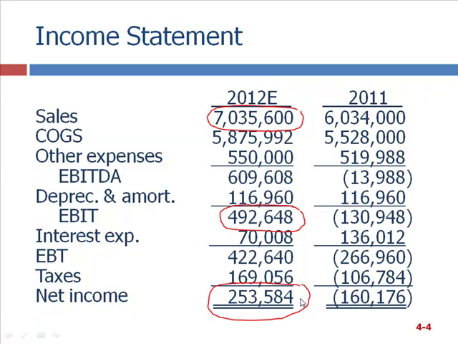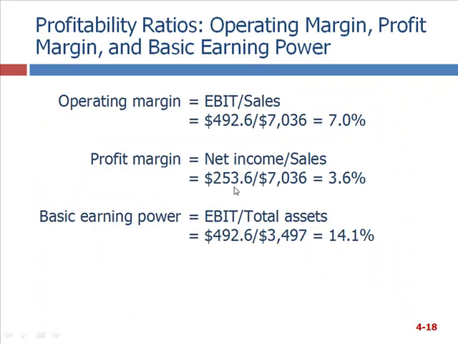So the question now is, how much is left? And of course we know it's going to be a little bit less still. So the net income divided by sales is going to be that profit margin, that net income, $254,000 approximately, divided by the sales figure, the same number, and we've got 3.6 cents on the dollar. 3.6%.